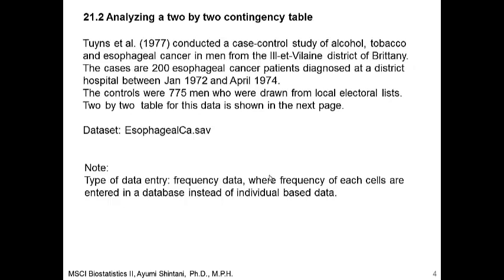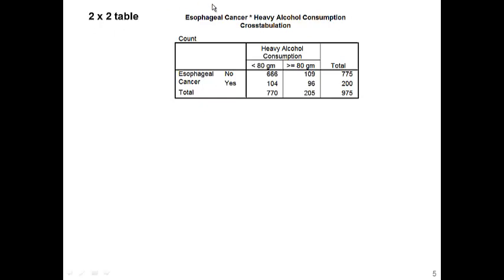So the first example involves a 2x2 contingency table. Let's look at the 2x2 table. This data's outcome variable is esophageal cancer, and the exposure variable is heavy alcohol consumption, defined by greater or less than 80 grams of alcohol consumption per week. There are a total of 975 patients. I'm not really a big fan of the 2x2 table, so let's use this format instead and see if you understand better.